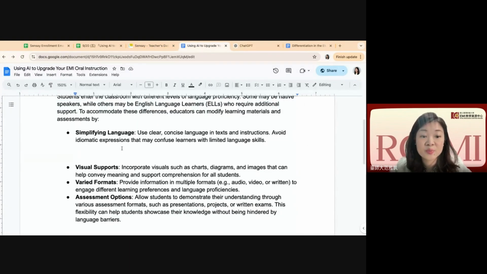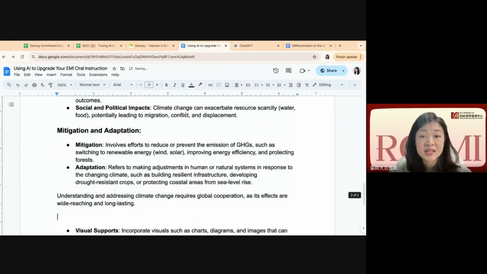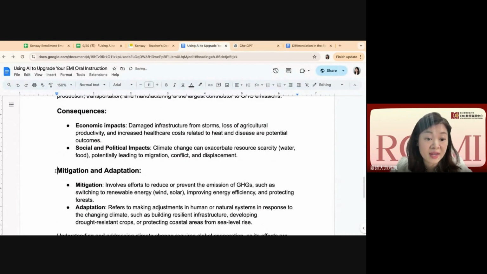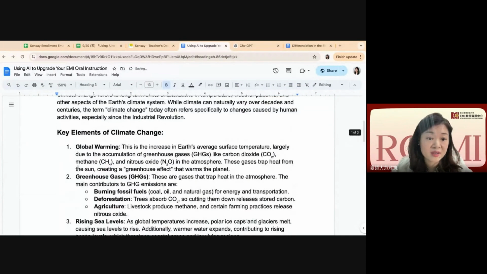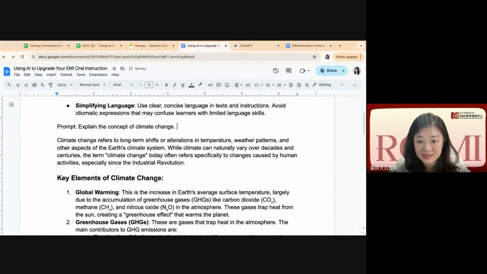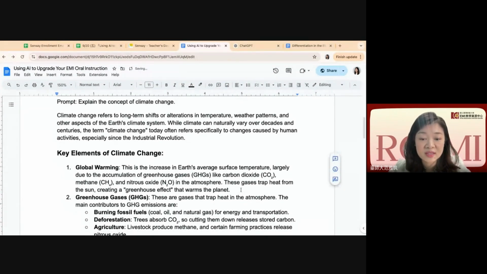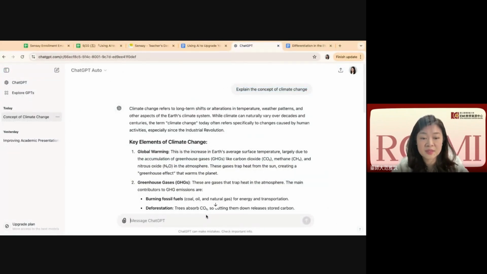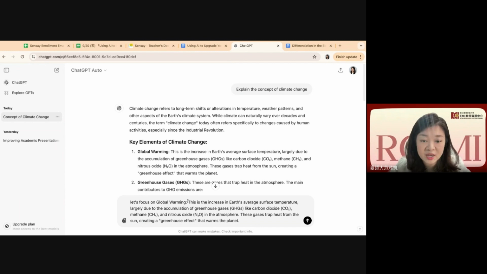So I'm going to put everything we got today, including the prompt, into a file so that you can all get it later for your own use. We wanted ChatGPT to explain the concept of climate change, and we got something like this. Let's just focus on one thing at a time, global warming, as a demonstration, okay? So let's focus on global warming.